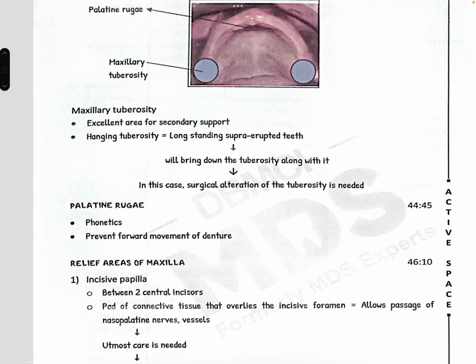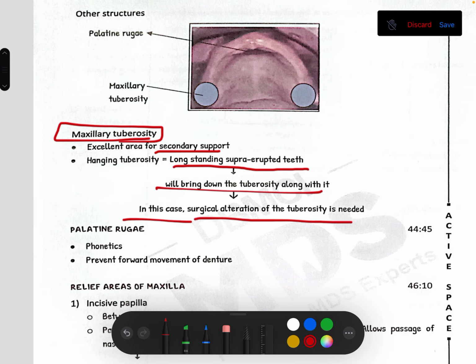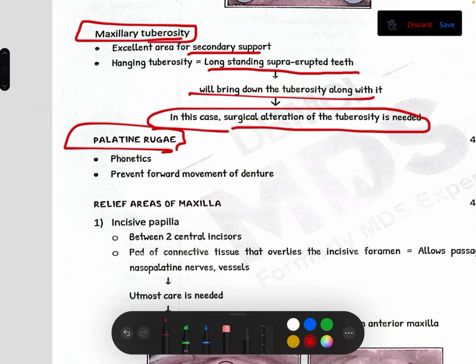Now moving forward, we have the other structure called maxillary tuberosity. This area is excellent for secondary support. Long-standing supraerupted teeth, hanging tuberosity, right, will bring down the tuberosity along with it, and in this case surgical alteration of the tuberosity is needed. Now we have palatine rugae, which are important for phonetics and prevent forward movement of the denture.